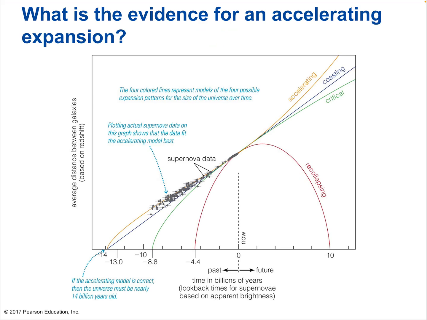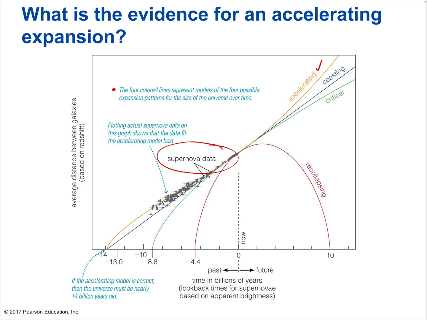So if we look at white dwarf supernova, and that's the curve here, we can see that the data collected of many white dwarf supernova and their velocities suggest a certain rate of expansion for the universe. And what is that rate? Well, let's look. So the four colored lines represent models of the four possible expansion patterns for the size of the universe over time. All right, so there are different potential models here, and it's good to compare between models, otherwise you never know if your model is correct. The different models involve an accelerating universe, okay? Hint, that's the one that the data points to.